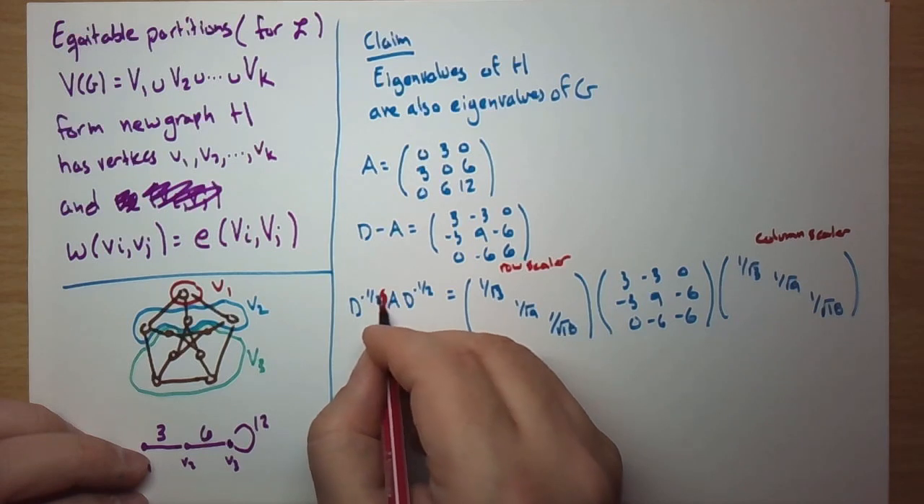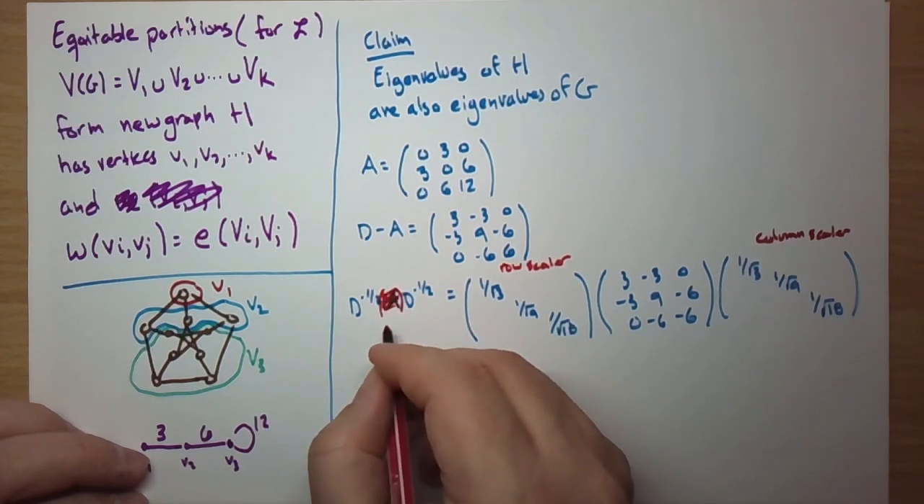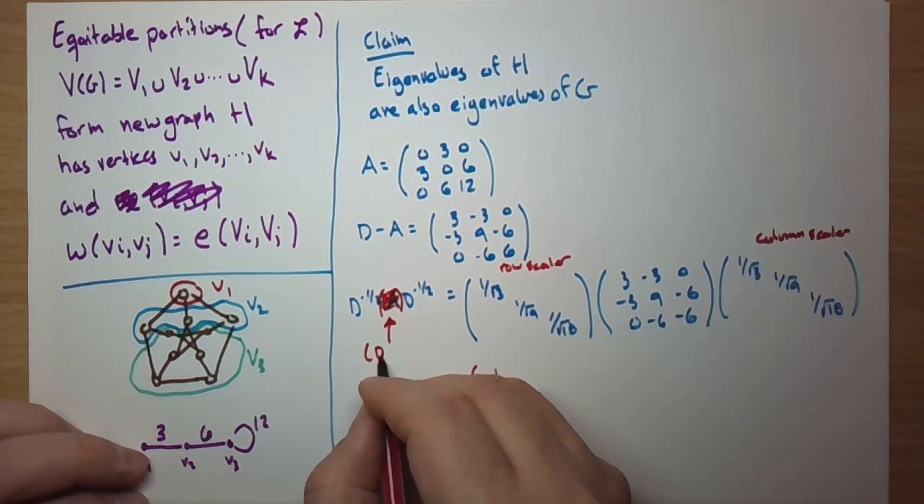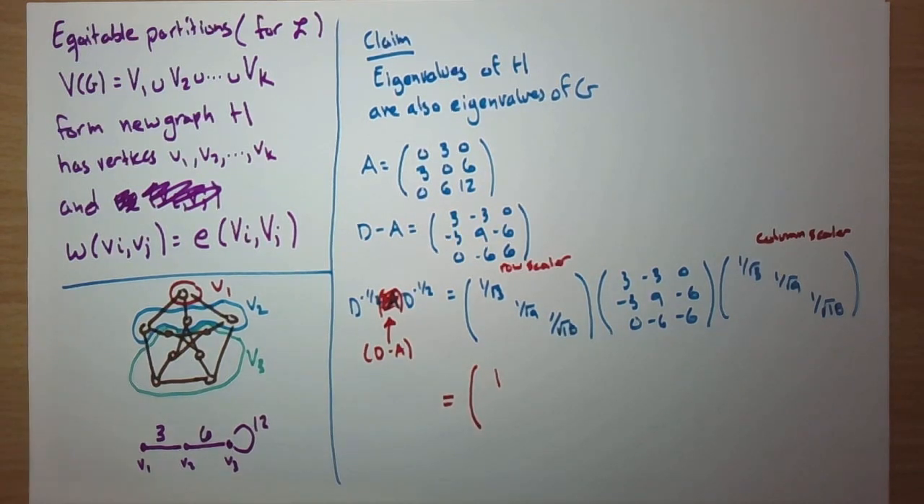Oh, sorry, this is d minus a. Yeah, sorry, you're right, I got ahead of myself. I was just confused for a bit. You're probably thinking, wouldn't it have just been easier to take I minus d to the minus 1/2, a, d to the minus 1/2? Yes, it would have.